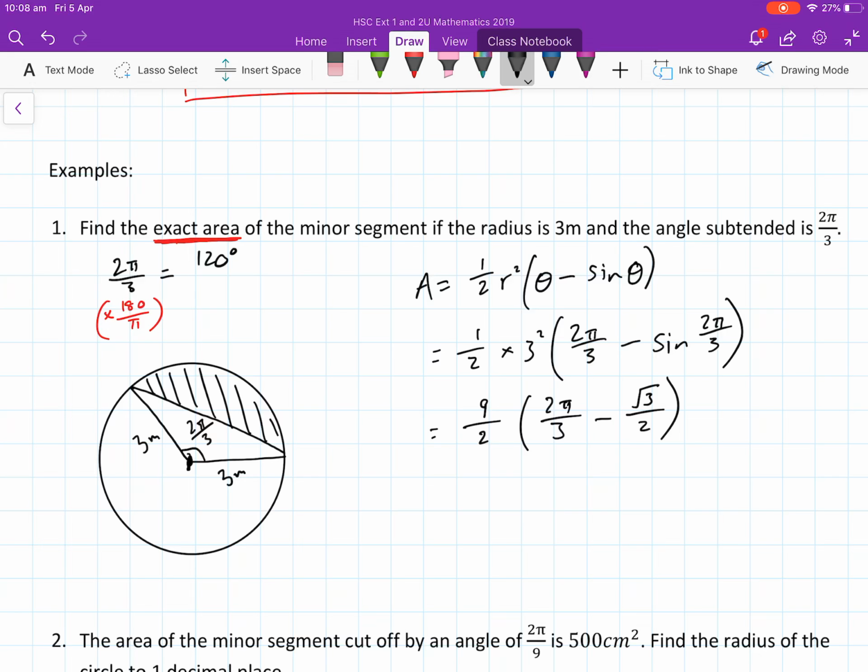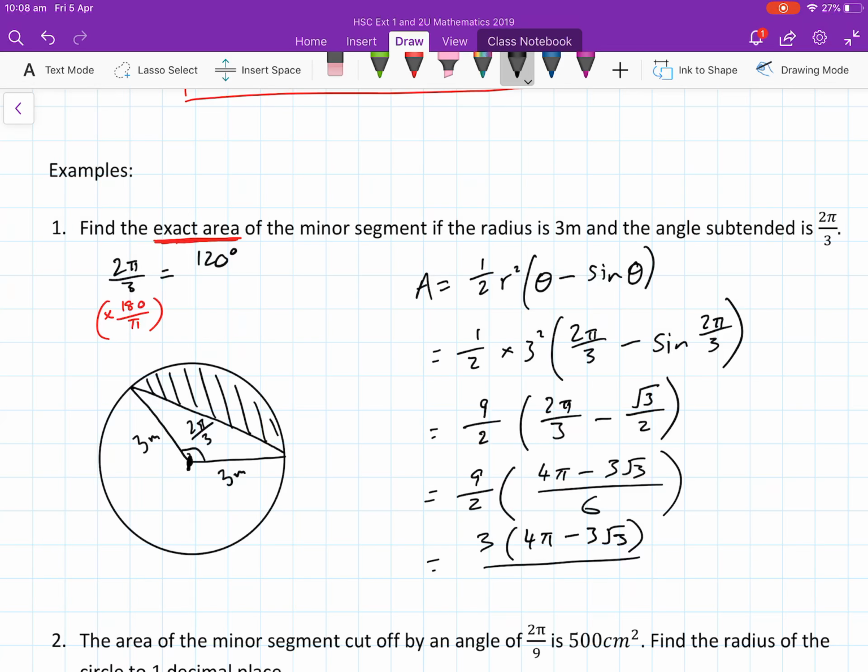Now I could neaten it up a little bit, which becomes 9 on 2 outside of 4 pi minus 3 root 3 over 6. There's a common factor of 3 here, so I'm left with 3 outside of 4 pi minus 3 root 3 over 4 is what it becomes. And it would be square meters. Now, that's not a particularly useful exact area, but you do need to know how to manipulate pi and square roots and things like that. But that's the way we do it, right? So it's just a direct application of the formula.